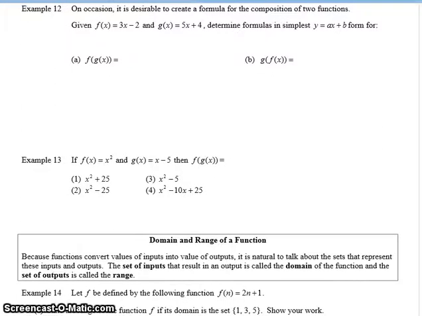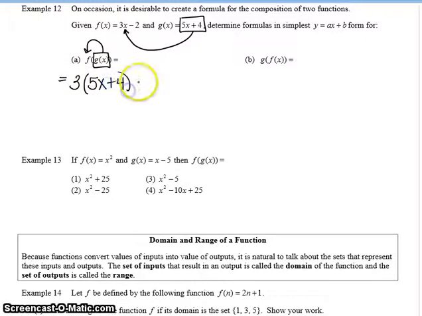Example 12. On occasion, it is desirable to create a formula for the composition of two functions. Okay, this is a little bit harder. So determine the formula. So basically this says take the g function and plug it into the f function. So here's my g function. This whole thing has to be plugged into the f function. Okay, so that's going to result in 3. Now in that x spot, I substitute in the whole entire g function. And then I just have to simplify. So if I distribute, I'm going to get 15x plus 12 minus 2. One more step of simplification, combining like terms, and I get 15x plus 10.